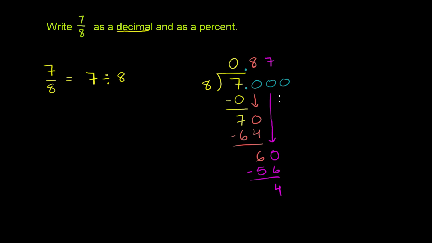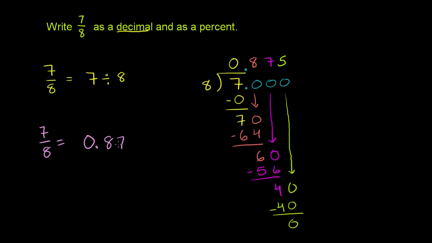So we still have a remainder, so let's keep bringing down some zeros. So let's bring this 0 down here. And 8 goes into 40 how many times? Well, 8 times 5 is 40. So it goes in nice and evenly. So it goes into it 5 times. 5 times 8 is 40. Subtract, no remainder. So as a decimal, we just figured out that 7/8, which is equal to 7 divided by 8, is exactly 0.875.